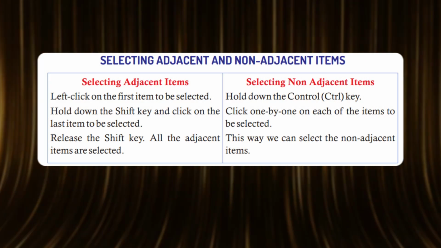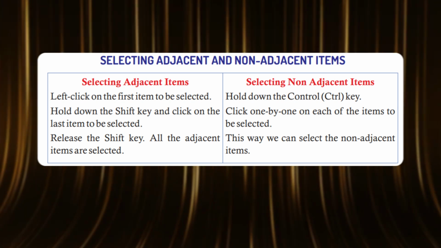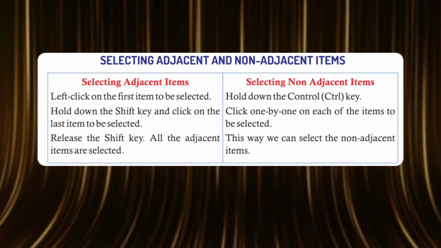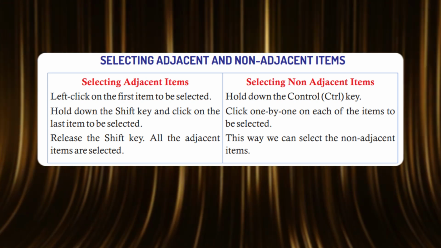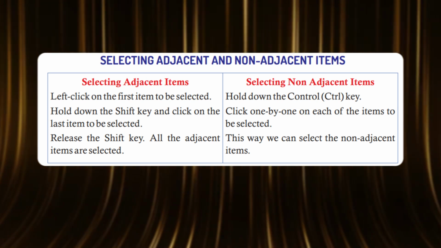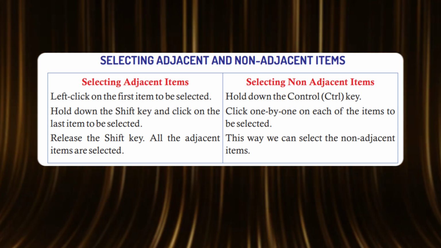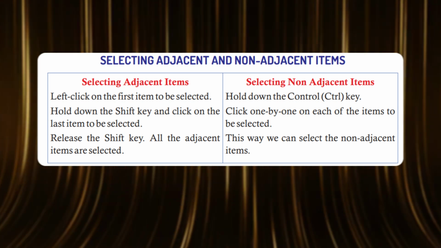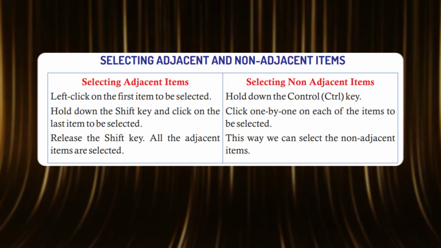Selecting adjacent and non-adjacent items. Selecting adjacent items. Left-click on the first item to be selected. Hold down the Shift key and click on the last item to be selected. Release the Shift key. All the adjacent items are selected.